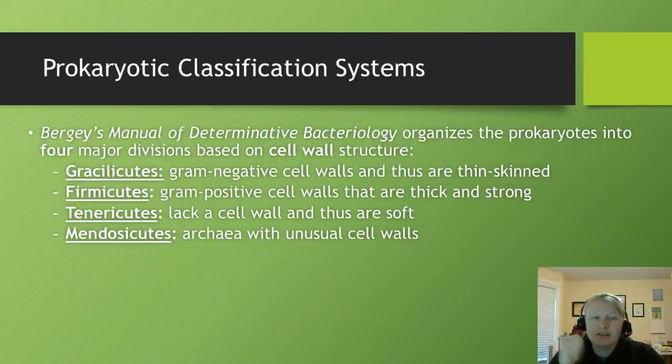There are 4 types of divisions based on Bergey's Manual. We've got Gracilicutes, Firmicutes, Tenericutes, and Mendosicutes. I'm not going to ask you to be able to regurgitate these, but I do want you to be familiar with them and be able to tell me what the differences are. Note that they are divided by cell wall, just like we've been talking about. We have our gram-negative cells, we have our gram-positive cells, we have the ones that lack the cell wall, and we have the archaea with unusual cell walls. So just be very familiar with these and you'll be all set there.